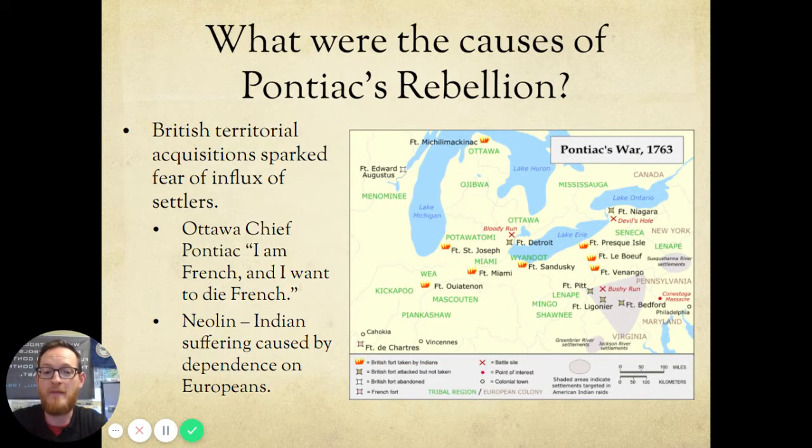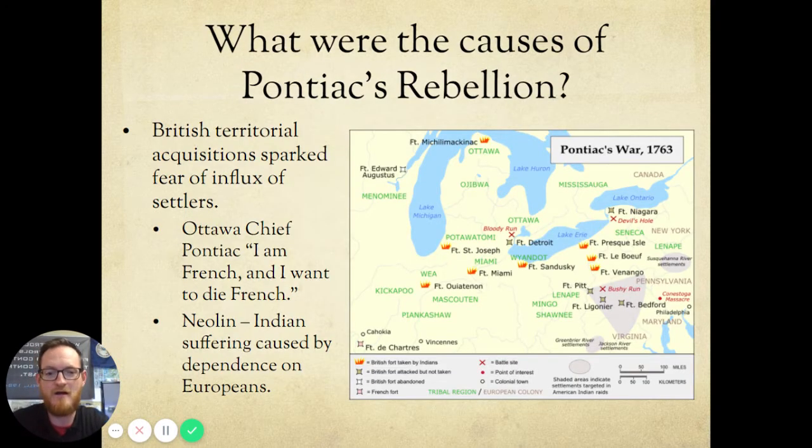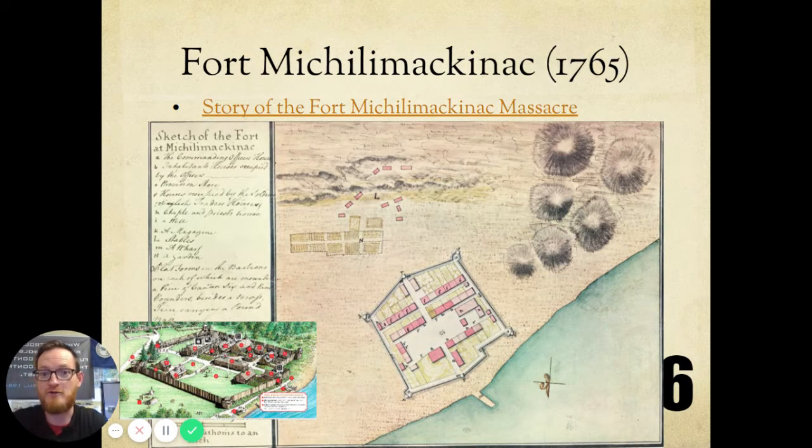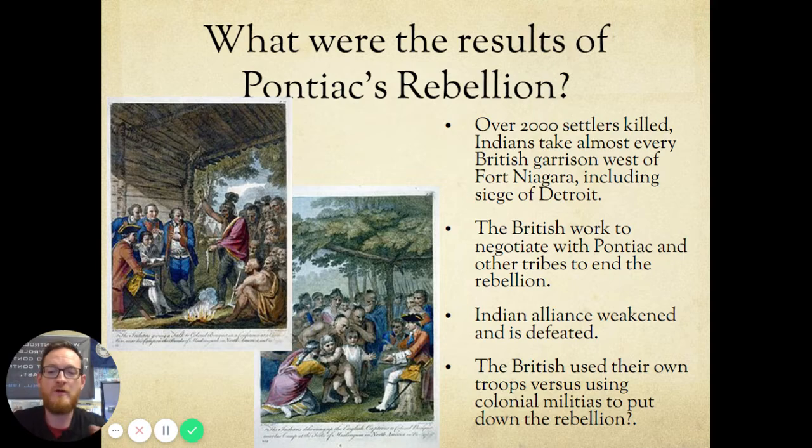And you're going to see that Pontiac's Rebellion would actually go really, really well for the Indians at first. On that map you can see all of the British forts that the Indians were able to take during this time. And on the next slide, I show you the story of Fort Michilimackinac, which is in the very top part of Michigan. I'm not going to go through the story now, but the video tells you how that fort would be conquered by the Indians, which is very, very interesting. But yeah, the Indians at first would do very, very well in Pontiac's War, or this rebellion as it is known. So what is going to be the result of this?